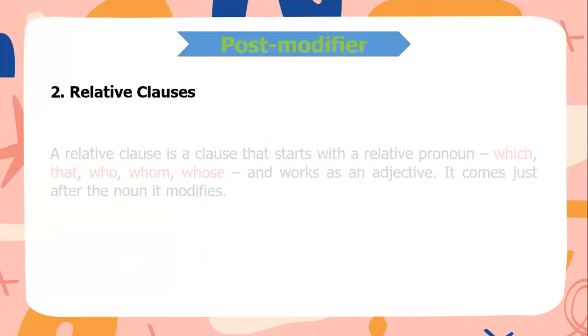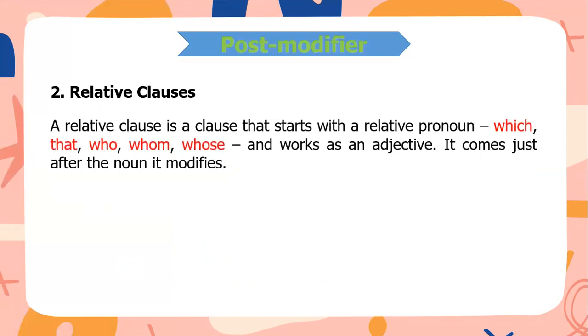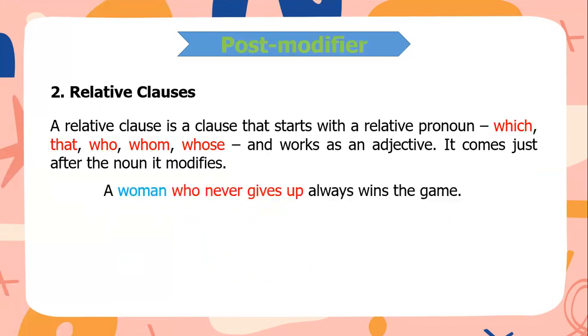Next is the relative clauses. A relative clause is a clause that starts with the relative pronoun which, that, who, whom, whose, and works as an adjective. It comes just after the noun it modifies. Let me show you an example.